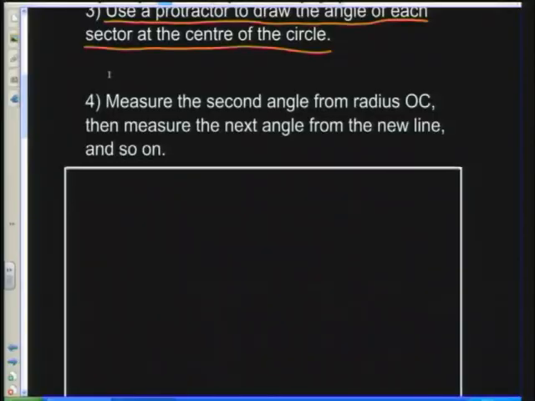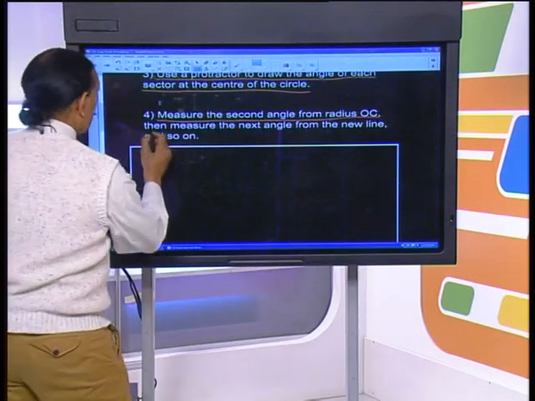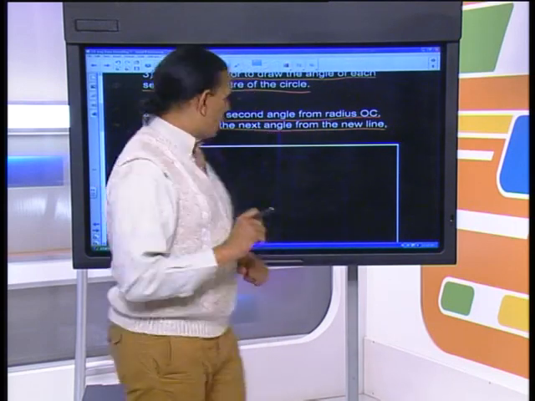Step number four. Measure the second angle from a radius OC, which I've just shown you now. So we already did the next step. I showed you how to do OC. Then measure the next angle from the new line, and so on. So we have already done two steps with you now. So I hope you are okay with that.